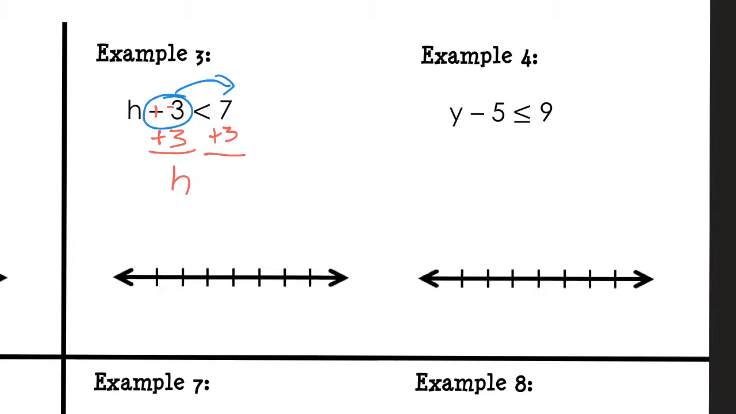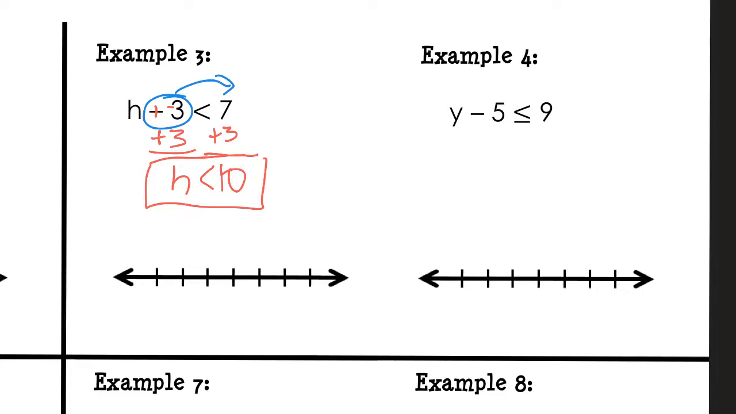Well, what I do to one side, I do to the other, right? We got to keep it balanced. So 7 plus 3 is 10. I keep my inequality symbol down. Make sure I bring it with me. Okay. So h is less than 10.